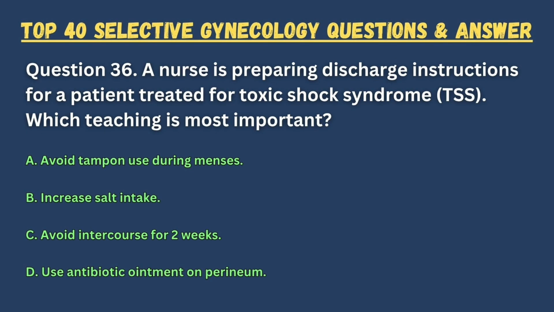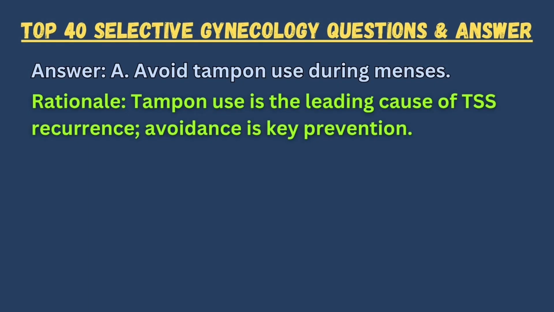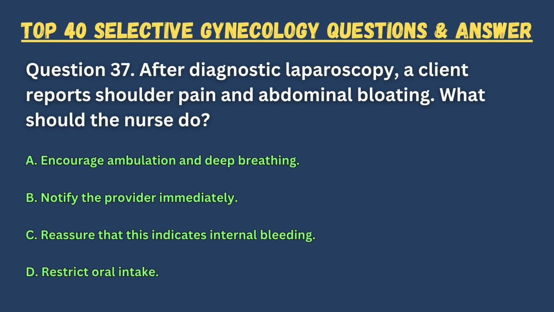Question 36. A nurse is preparing discharge instructions for a patient treated for toxic shock syndrome (TSS). Which teaching is most important? A. Avoid tampon use during menses. B. Increase salt intake. C. Avoid intercourse for 2 weeks. D. Use antibiotic ointment on perineum. Answer: A. Avoid tampon use during menses. Rationale: tampon use is the leading cause of TSS recurrence. Avoidance is key prevention.